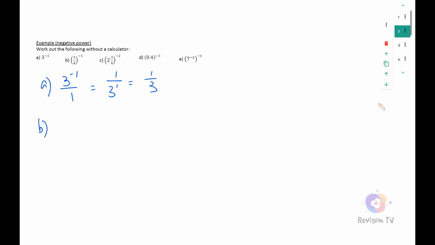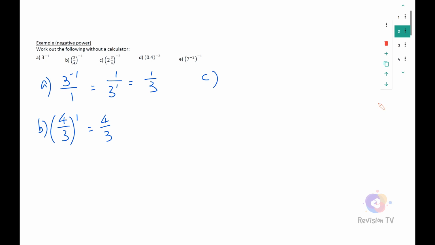Part B, 3/4 to the power of -1. We look at the negative. Negative power means flip the fraction. So 3 over 4 to the power of -1 becomes 4 over 3 to the power of 1. Now note, when I flip the fraction, the negative in the power disappears. To the power of 1 is the same as itself, so 4 over 3.